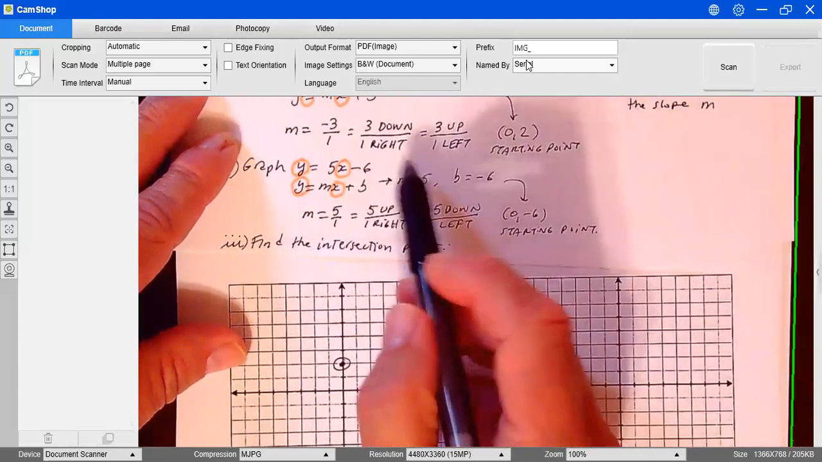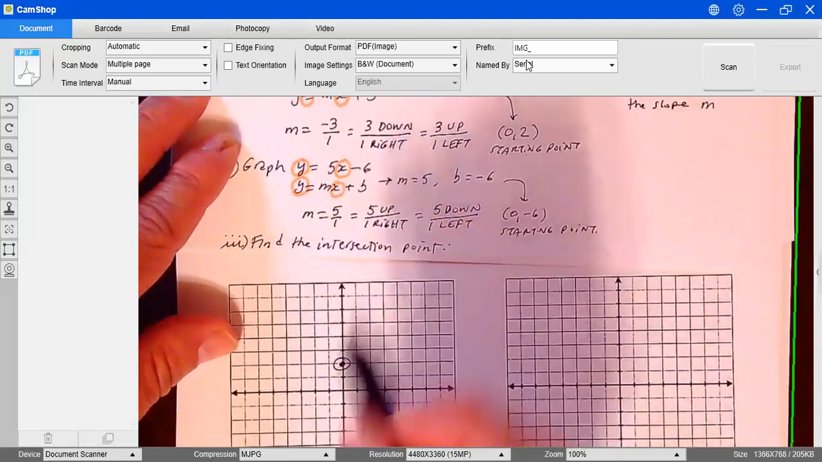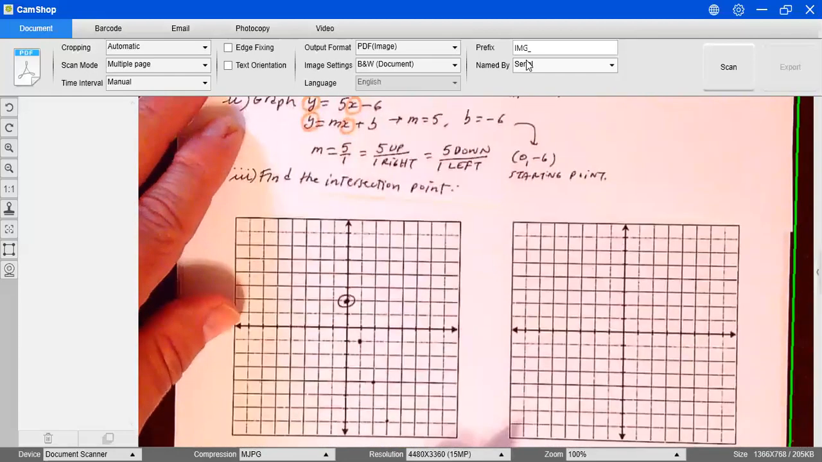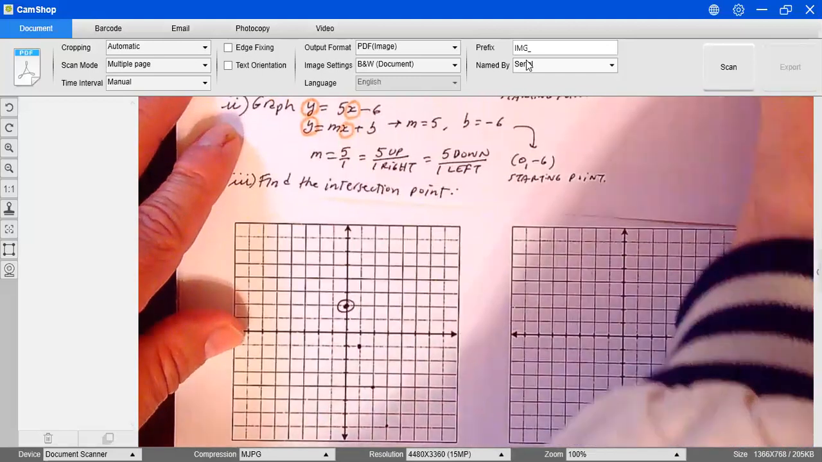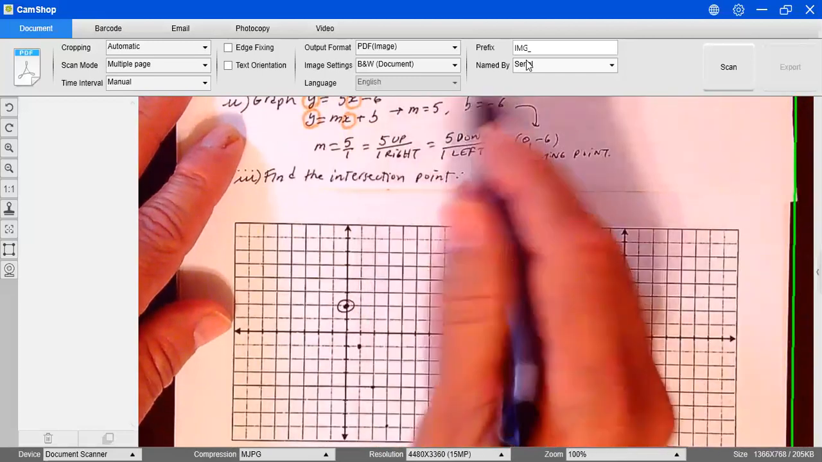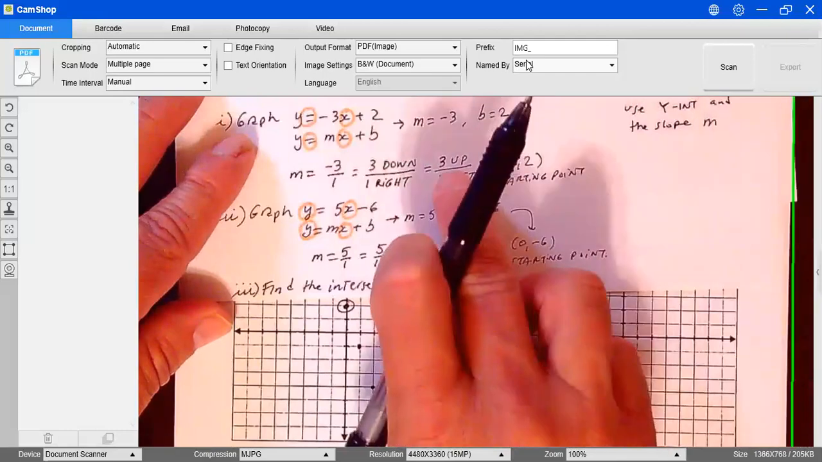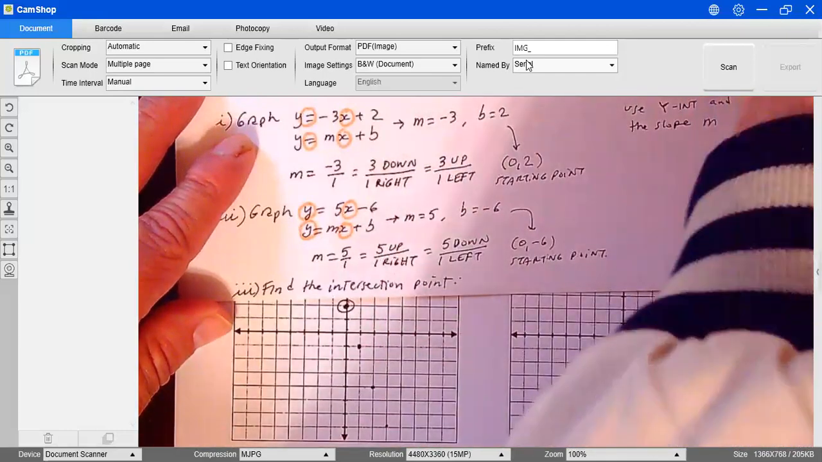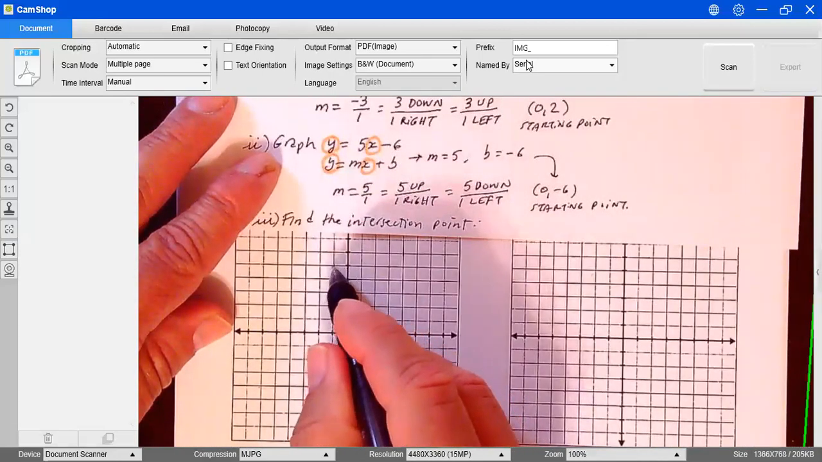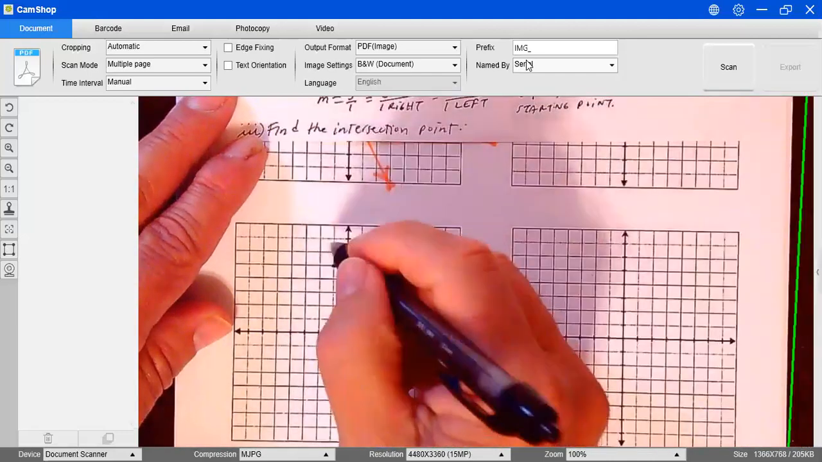Then we're going to move 3 down, 1 right. So 3 down, 1, 2, 3, 1 right is going to be here. Okay, so that's the recipe for the first one. Starting point, and or you can use 3 up, 1 left. That is going to be equivalent. So 1, 2, 3 up, 1 left is going to be here.